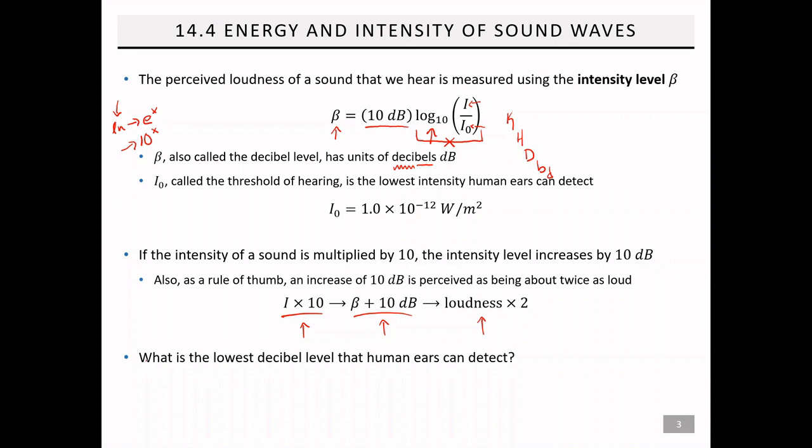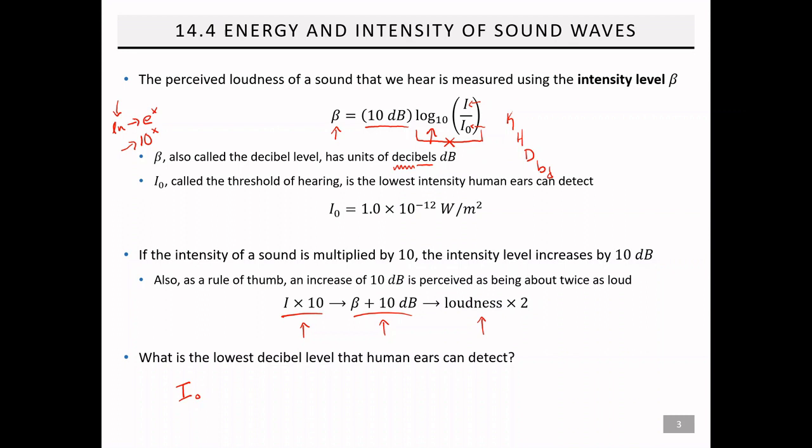Okay, so at the bottom I ask, what is the lowest decibel level that human ears can detect? I0 is defined as the threshold for human hearing, the lowest intensity that human ears can detect. But what's the lowest intensity level or decibel level? Think about it for a second and unpause when you're ready.